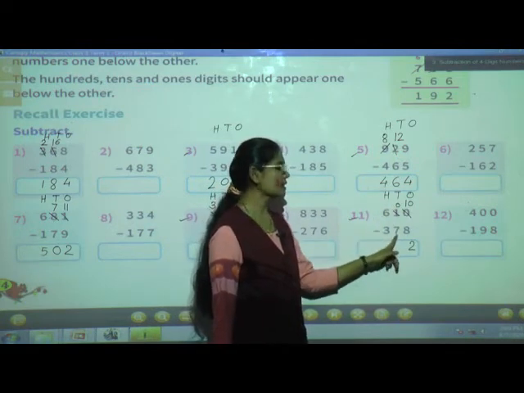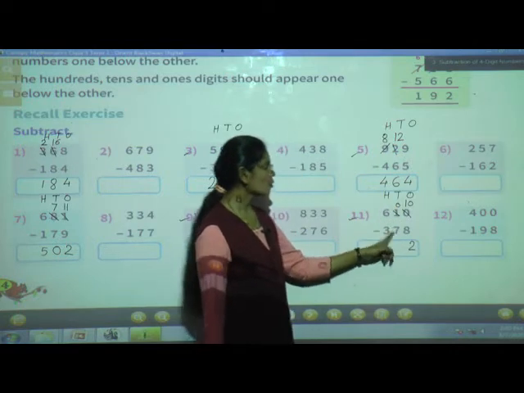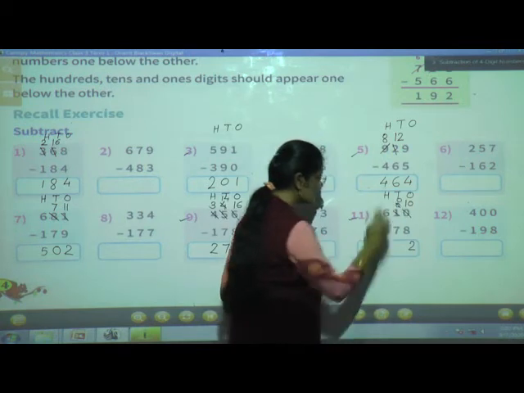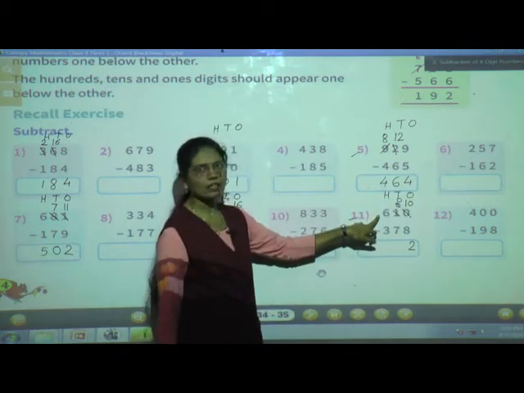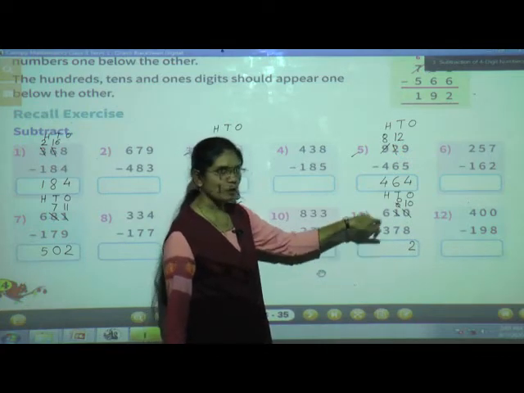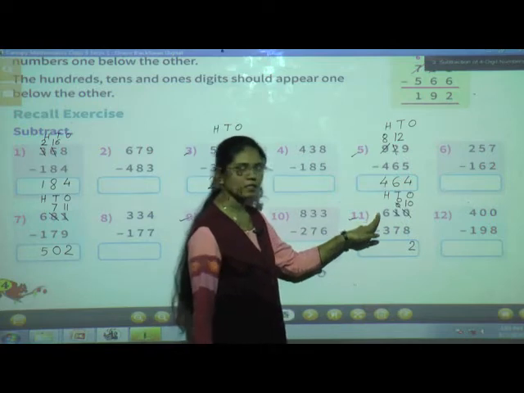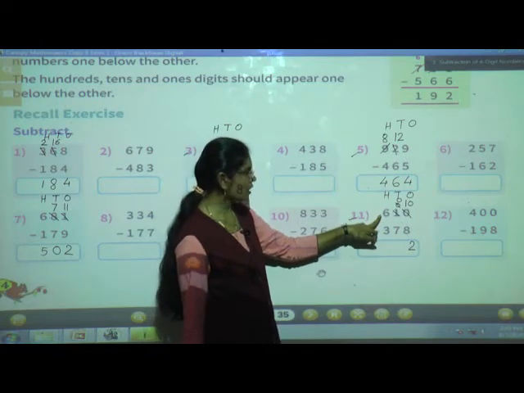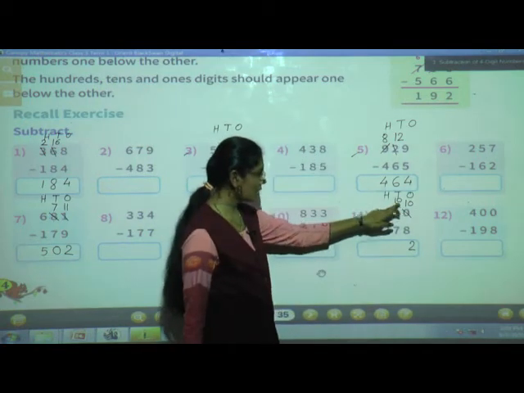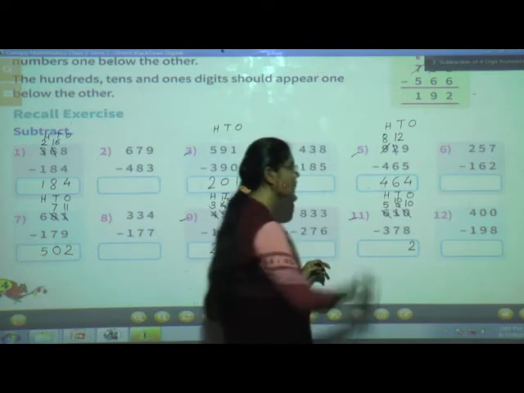Again 0 minus 7 we can't do. Why? Because again 0 is smaller than 7. So what we will do? Just we will cut this 0 and we will write here 0 as it is, and then we will go to the neighbor. Now who is neighbor of tens? Hundreds is neighbor of tens. So now neighbor is having 6. So we will take one borrow from the neighbor. So here at tens place 0 will become 10. Now 6 minus 1, 5.